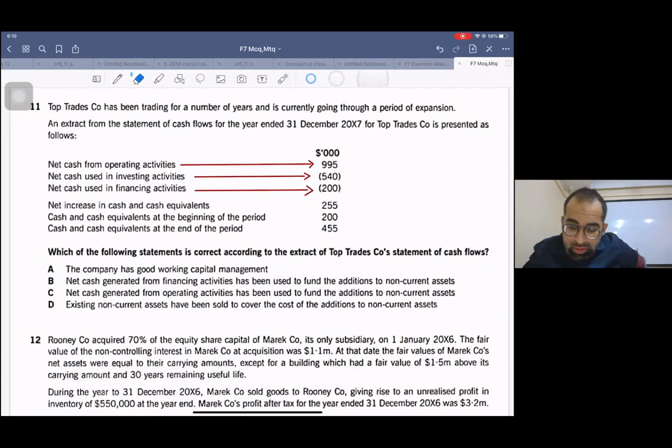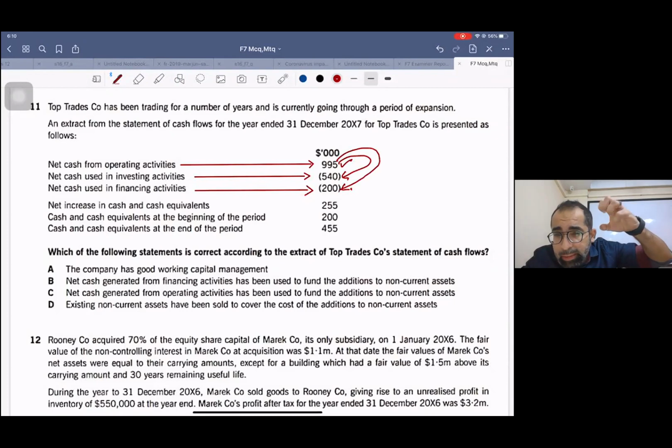Okay, but it is possible that you earned a big amount from operating activities, 995, and then you invested that amount in investing activities, and you used that amount in repaying a loan or distributing dividends. That's a possibility. That means you are earning from your operations, investing that money in investing activities, and repaying loans or distributing dividends from that money. This may be the interpretation. Okay, so now let's start.